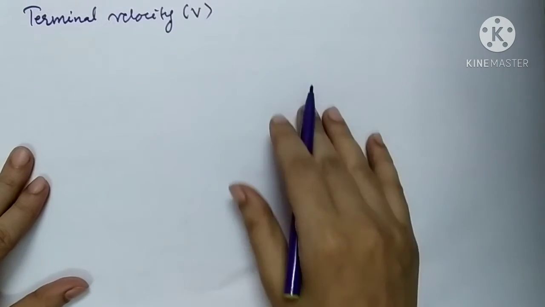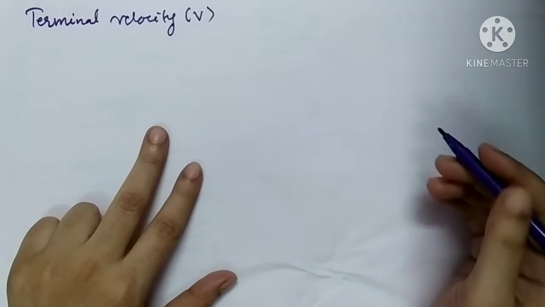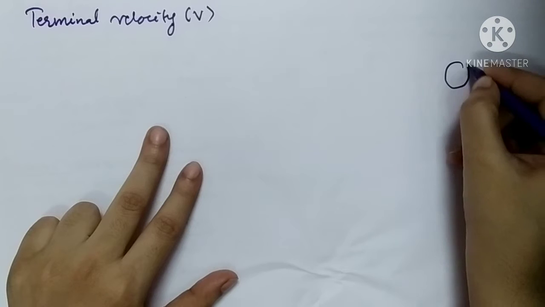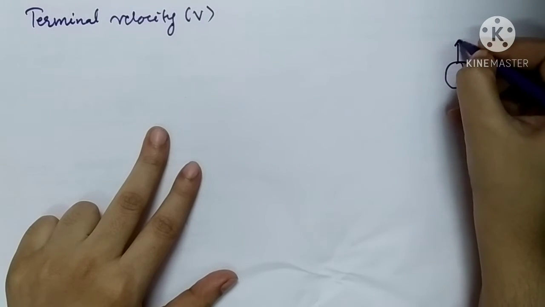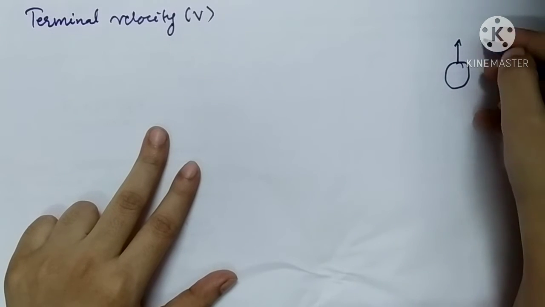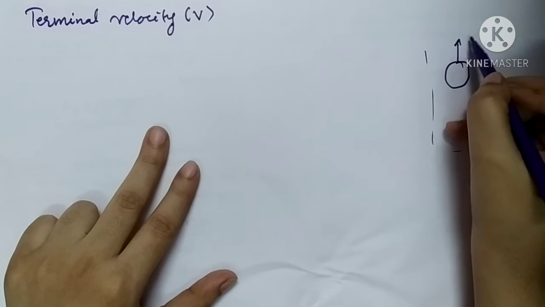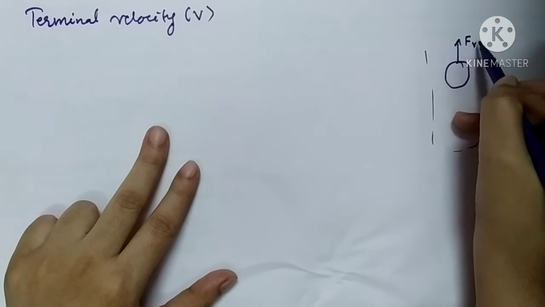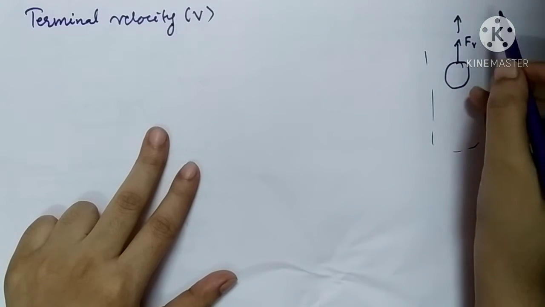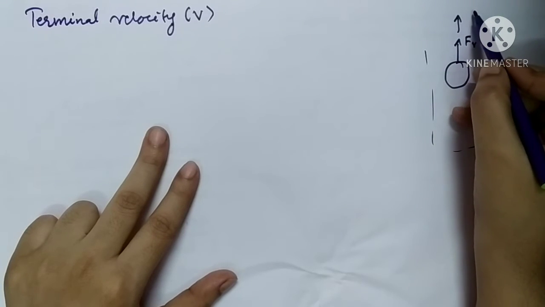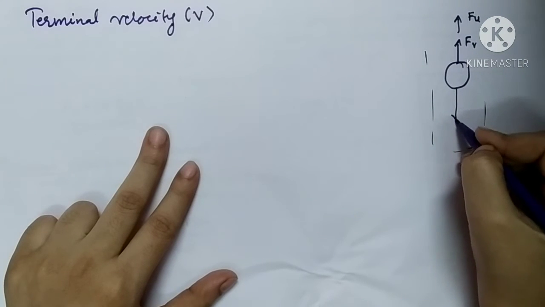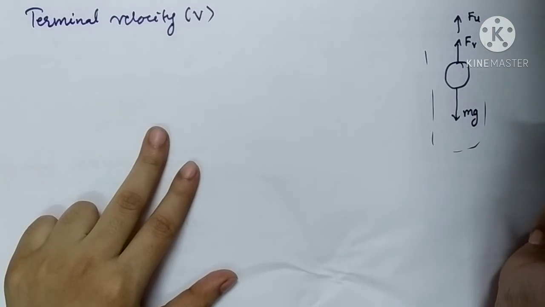Derivation of terminal velocity, we are going to derive it. Here we had taken one sphere, upward forces. Since it is moving through the viscous fluid, upward force will be viscous drag. Another upward force is buoyant force or upthrust force, it is Fu. And the downward force is only one force, which is nothing but the mg, gravitational force.